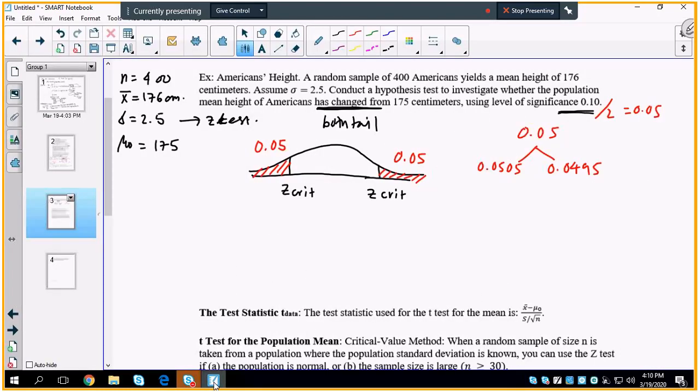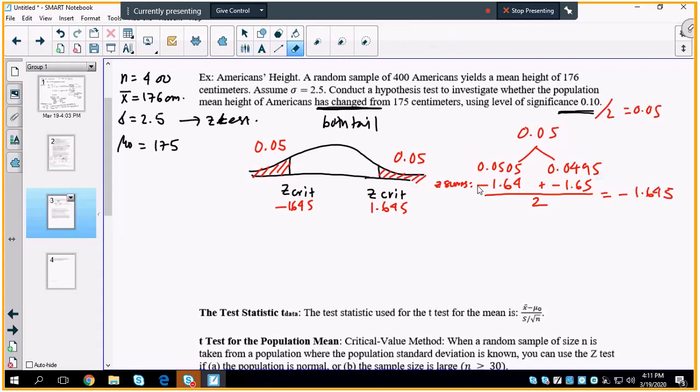So we'll say that this is negative 1.64 and this is negative 1.65. We'll add them, and remember these are the z-scores, which will give me the Z critical, and then I divide by 2. So I get negative 1.645. As soon as I have done it, I will say that this one is negative 1.645, and this one is symmetric but positive, so 1.645. So we have our rejection regions with our critical numbers.